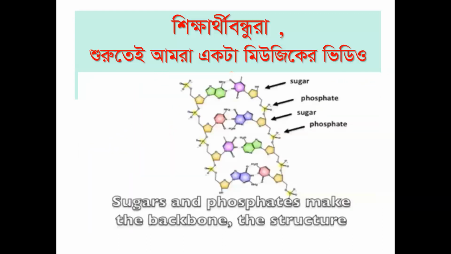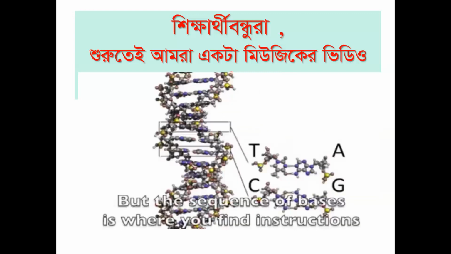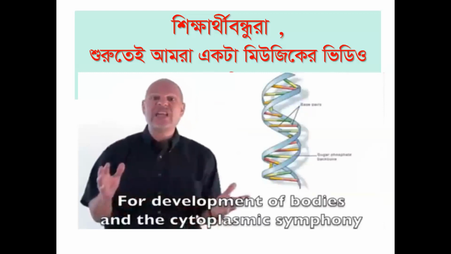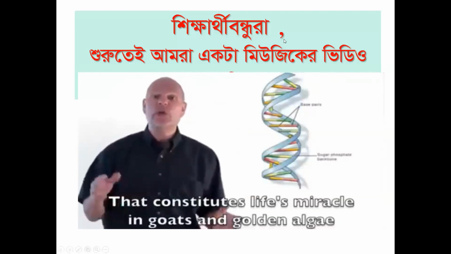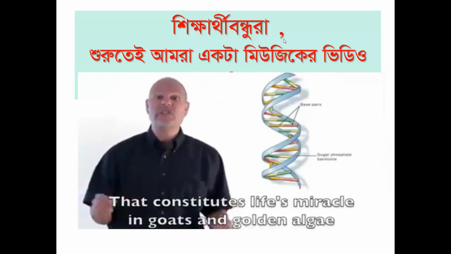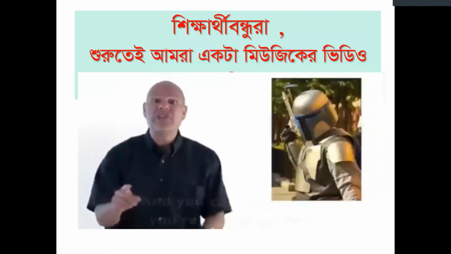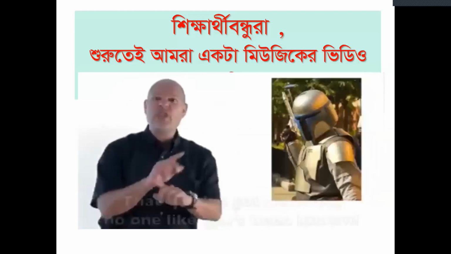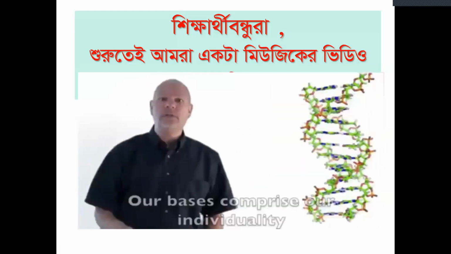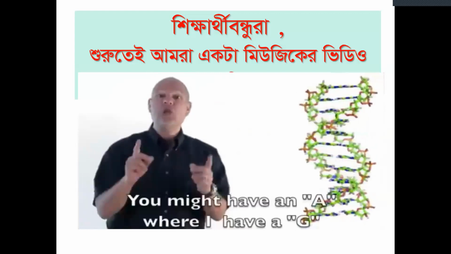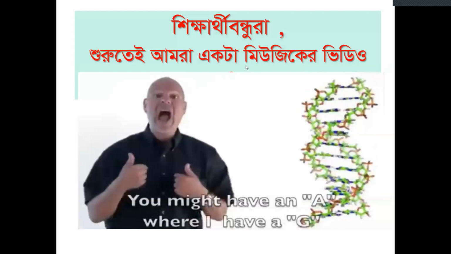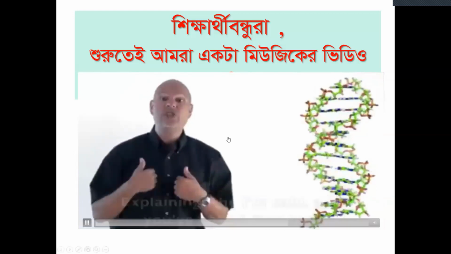Fantastic. Sugars and phosphates make the backbone, the structure, but the sequence of bases is where you find instructions for the development of bodies. The sequence of bases is unique, a special match. Unless you're an identical twin, and you can bet that if you're not Jango Fett, you've got no clone, no one like you's been known. Our bases comprise our individuality. You might have an A where I have a G. Explain why I'm bald and you've got all that hair. These differences.